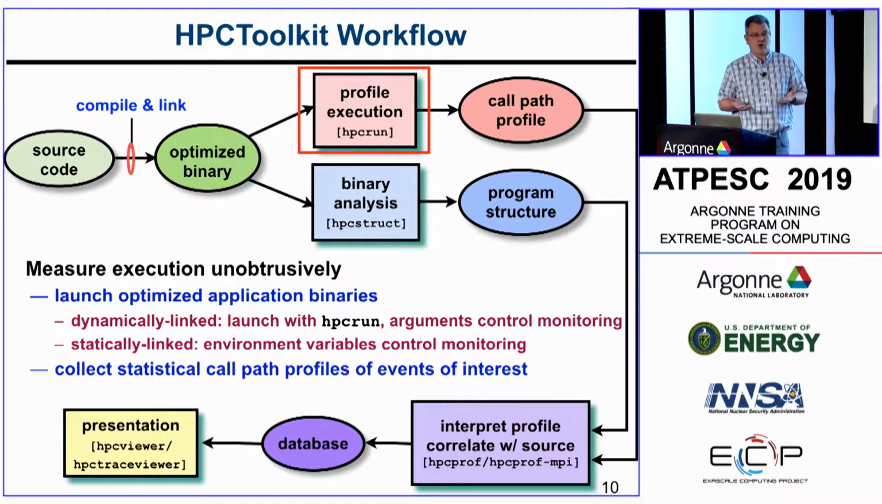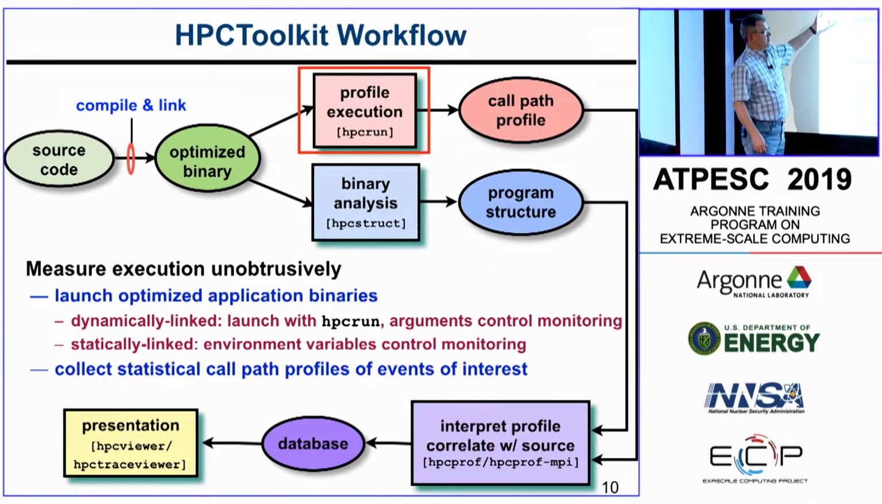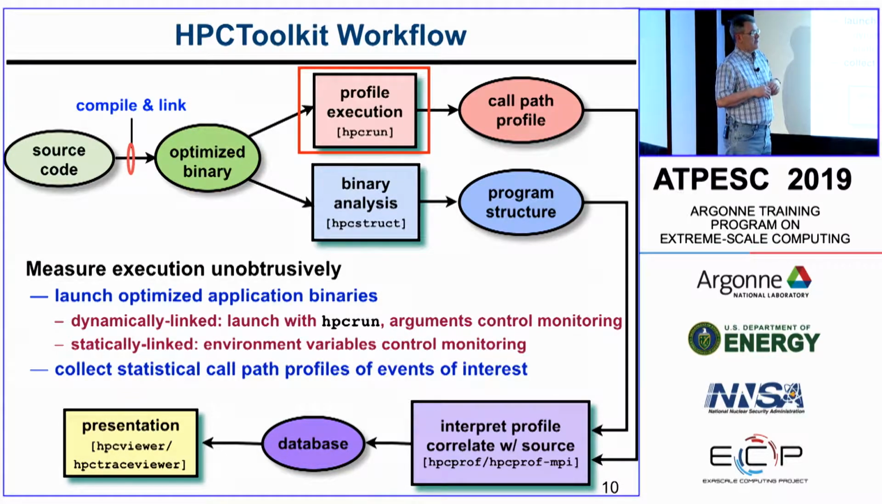We're going to collect call path profiles. So we will launch your optimized application binaries. If it's dynamically linked, then you'll just use our tool HPC run to launch it. HPC run will then load our measurement library into the address space of the application. If we have a statically linked binary, then at compile time, we've added our instrumentation into the executable, and environment variables are used to control what's going to be monitored.